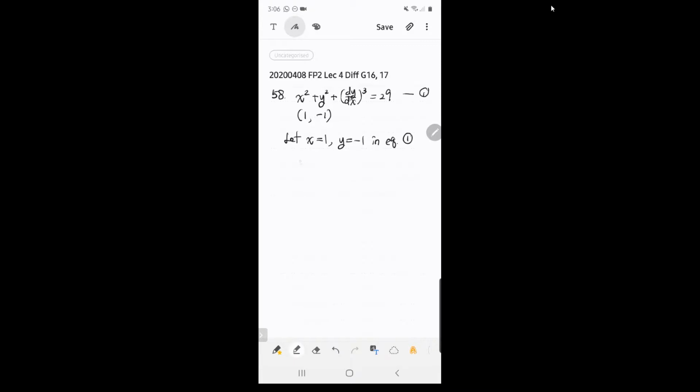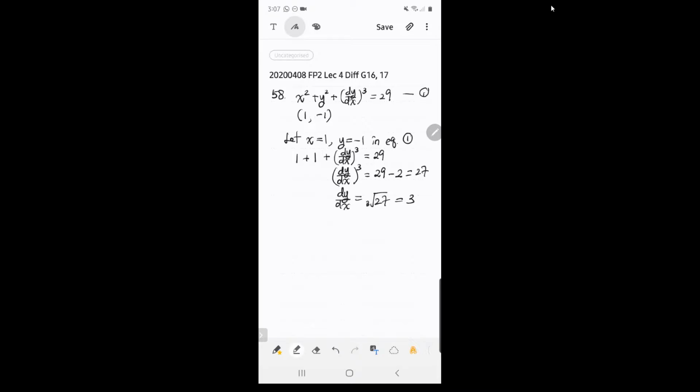You put in, you get 1 plus 1 plus (dy/dx) cubed, and this is equal to 29. So (dy/dx) cubed is equal to 29 minus 2, so you have 27. The value of dy/dx is therefore the cube root of 27. So the answer is 3.